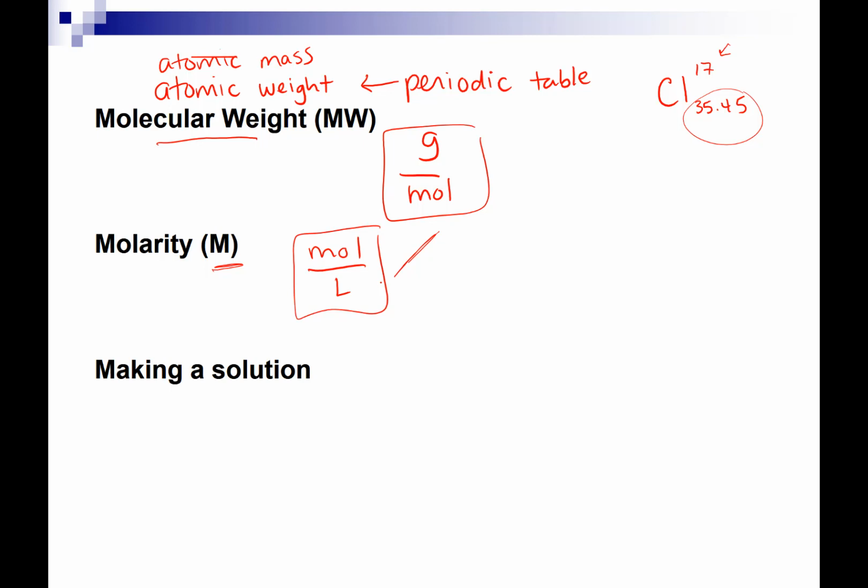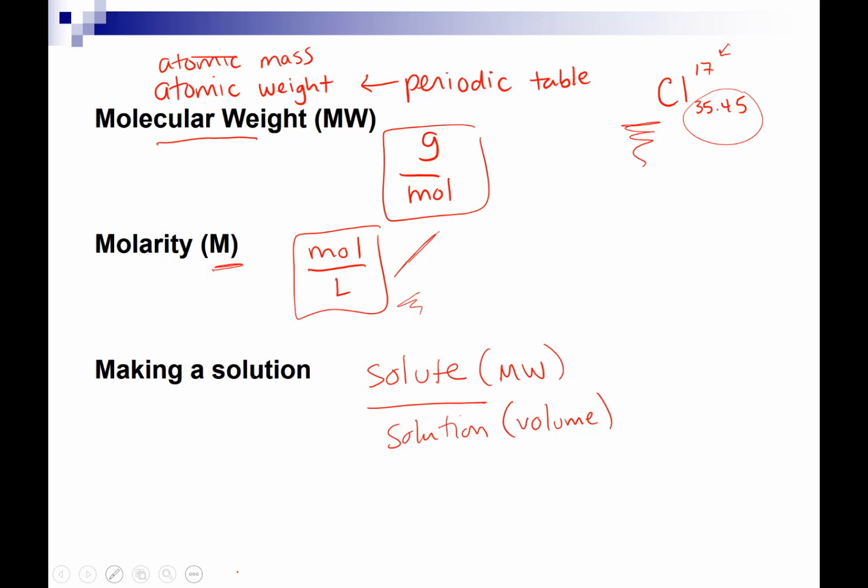When we're making a solution, we want to know how much of our molecule we need to dissolve in how much of a liquid, right? So it's solute, which is going to have a molecular weight, into our solution, which is going to have a volume. So for instance, let's pretend I weighed out 120 grams of chlorine. Okay, you can't really do that, but let's just pretend. And I put that into a half a liter.